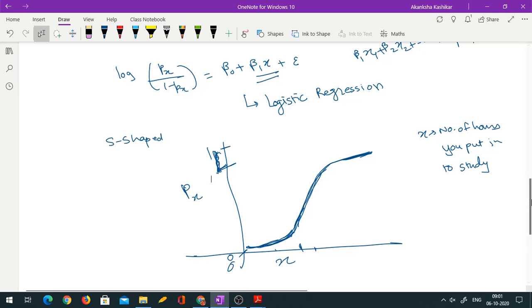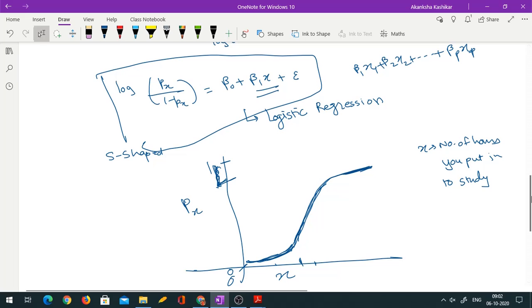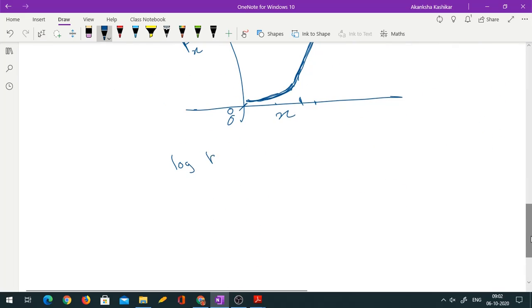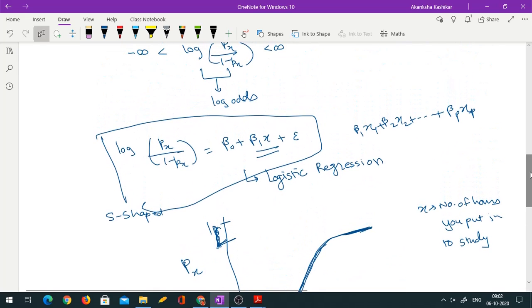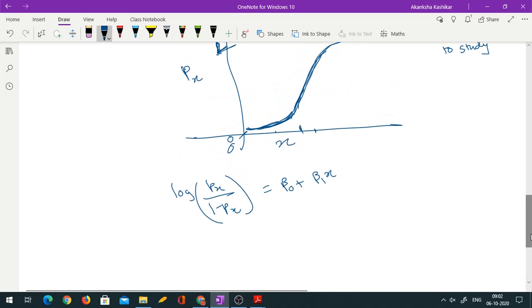Okay, so this is the famous S-shaped curve, and this we already saw is the equation for logistic regression. We can still modify it a bit to get into the form where you are familiar. So we said log of p(x) upon 1 minus p(x) is equal to beta naught plus beta 1 x. I'm sorry, we won't have epsilon here because this p(x) is already an expectation. Okay, so we won't have epsilon over here. Now log of p(x) upon 1 minus p(x) is this.